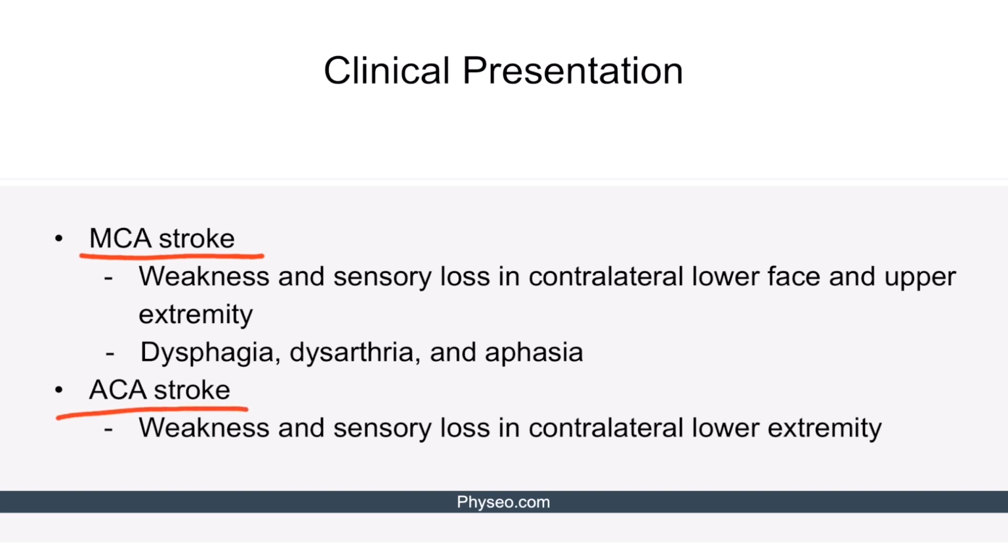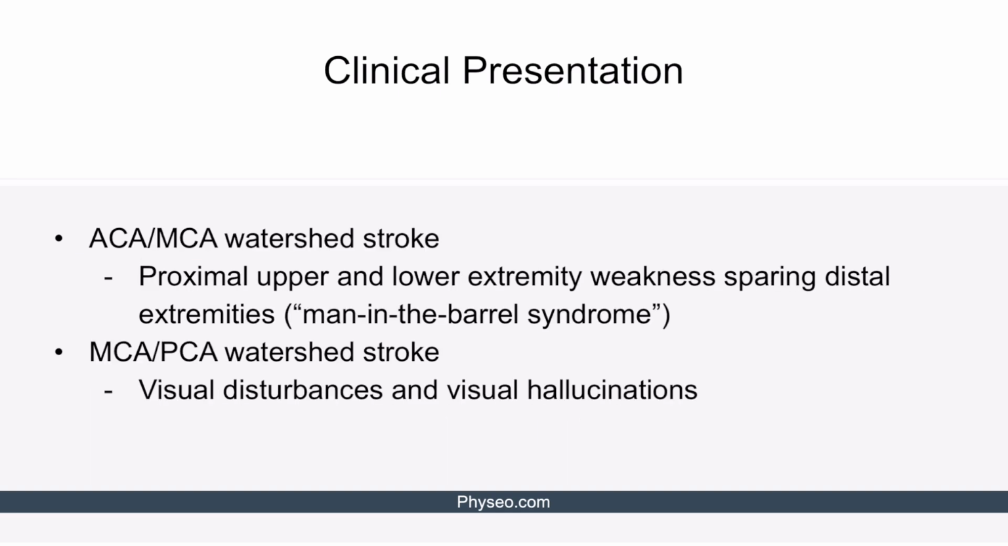Anterior cerebral artery stroke is characterized by weakness and sensory loss in contralateral lower extremity. The reason for this is that anterior cerebral artery supplies the part of the homunculus corresponding to this body area. Let's talk about the watershed infarcts. Anterior and middle cerebral artery watershed stroke causes proximal upper and lower extremity weakness, sparing the distal extremities. Due to restricted motion of the proximal extremities, this syndrome is also known as man-in-the-barrel syndrome.